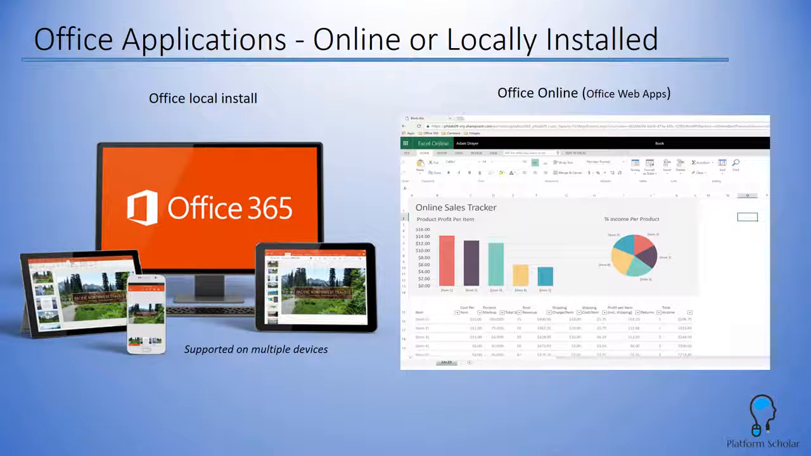Another big difference with Office 365 is that in addition to the ability to install the Office applications locally onto desktops and laptops, we can also install them onto mobile devices as well, such as tablets or phones. We also now have the ability to run the applications via a web browser.